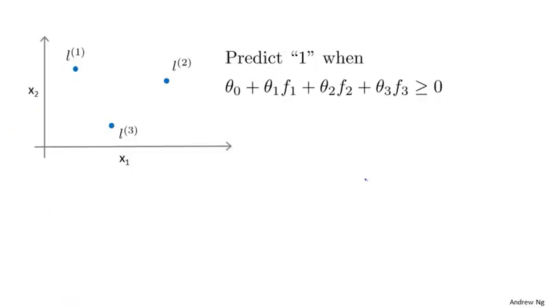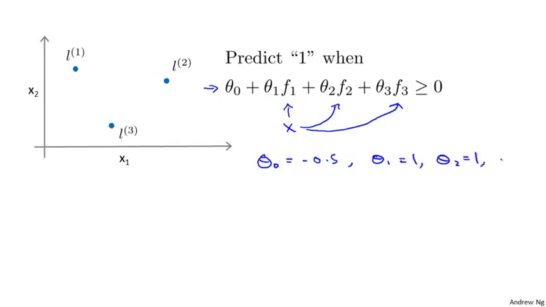So given this definition of the features, let's see what sorts of hypotheses we can learn. Given the training example X, we're going to compute these features f1, f2, f3, and our hypothesis is going to predict 1 when theta 0 plus theta 1 f1 plus theta 2 f2 and so on is greater than or equal to 0. For this particular example, let's say that I've already run a learning algorithm, and somehow I ended up with these values of the parameters. So theta 0 equals minus 0.5, theta 1 equals 1, theta 2 equals 1, and theta 3 equals 0.